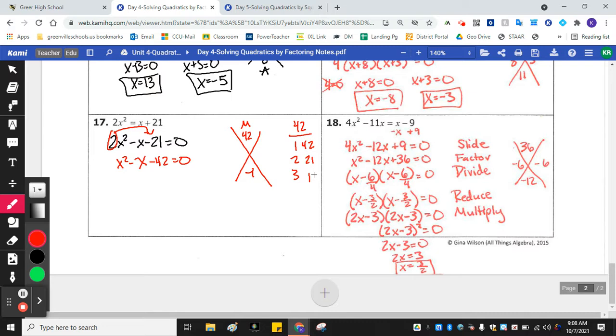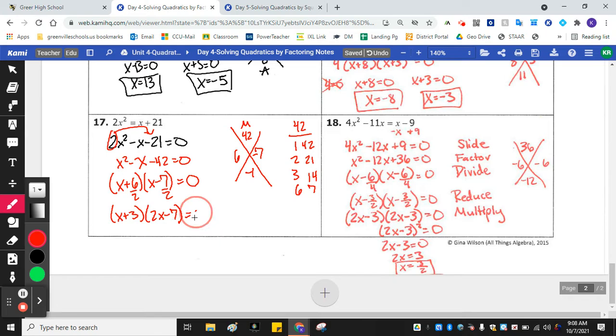3 and 14. 6 and 7. Negative 7. X plus 6. X minus 7 equals 0. I slid over the 2. Now I have to divide it out. So I get x plus 3 and 2x minus 7.